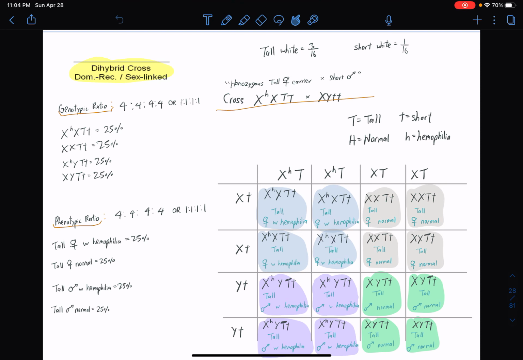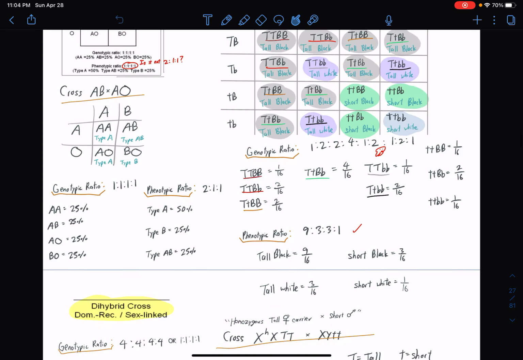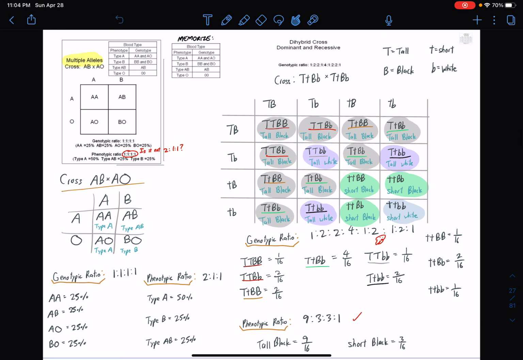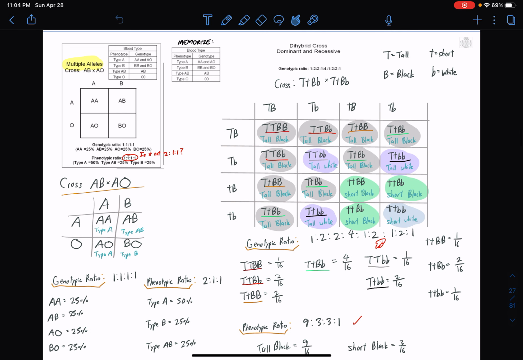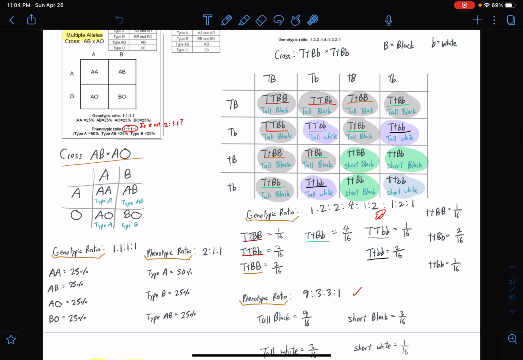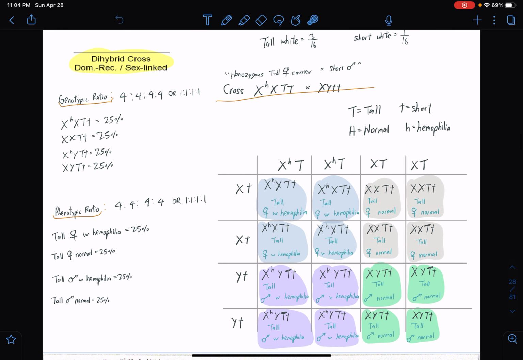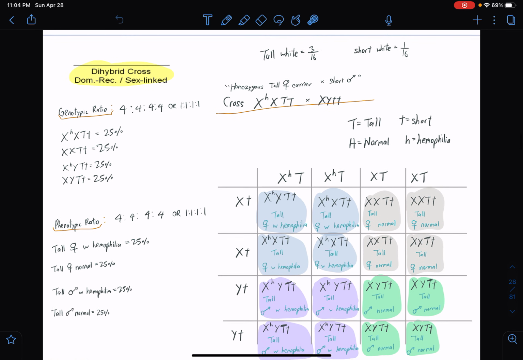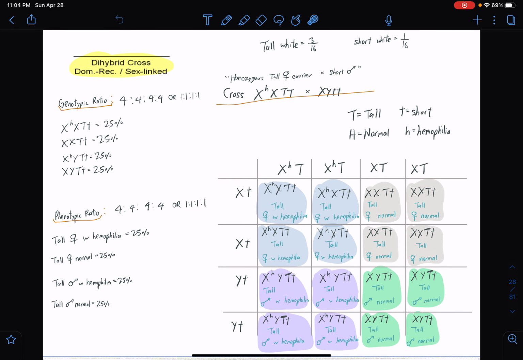Okay, let's continue our series on genetics, grade 12 genetics. We ended the previous video answering this problem, and we'll be answering the next one. This example is an example of a dihybrid cross, so dominant recessive, or in other words, sex-linked.